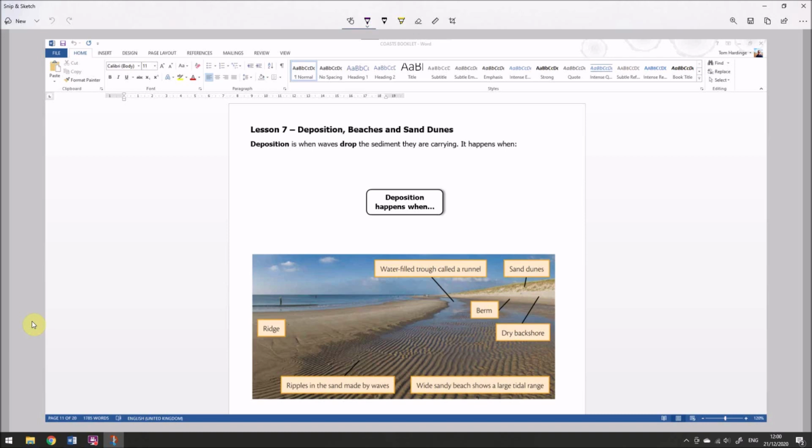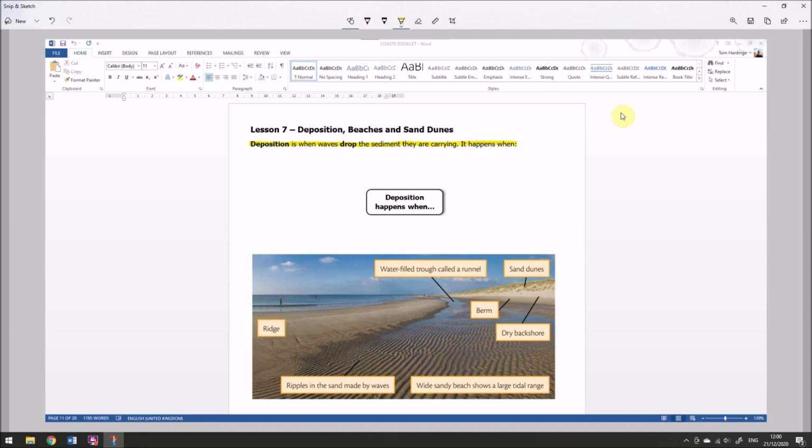We're going to be completing the lesson today about deposition, beaches and sand dunes. Beaches and sand dunes are two really important landforms that are created by deposition. But I want us to start thinking about, firstly, why deposition happens in the first place. In terms of what we mean by deposition, it's worth reminding ourselves by having a look at this definition in our booklets here. Deposition is when waves drop the sediment that they are carrying.